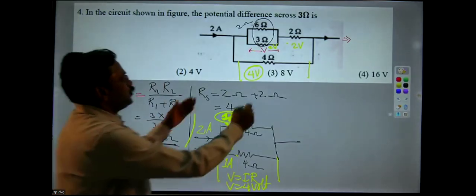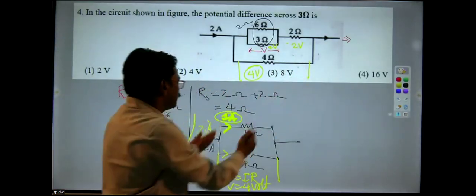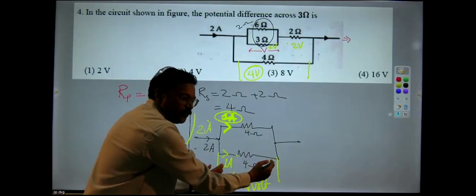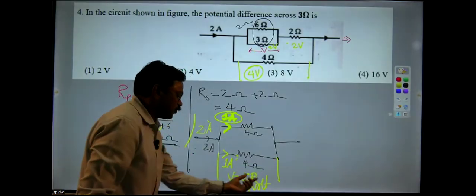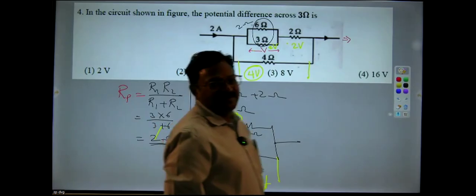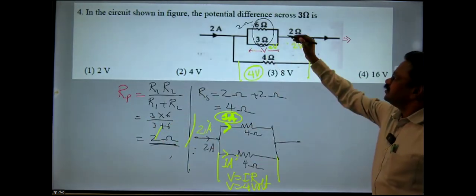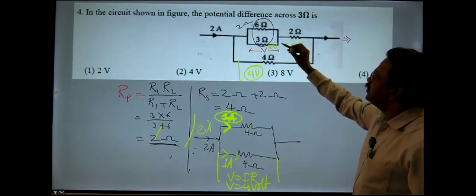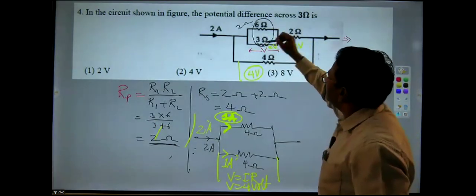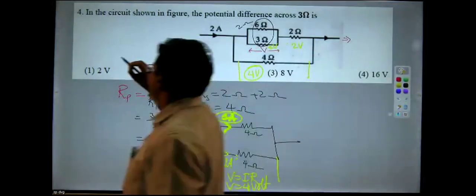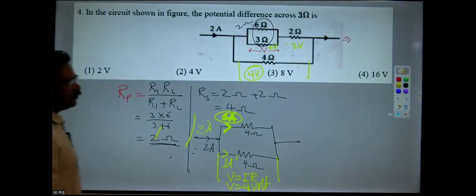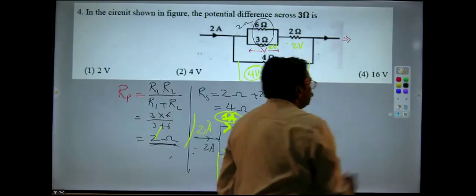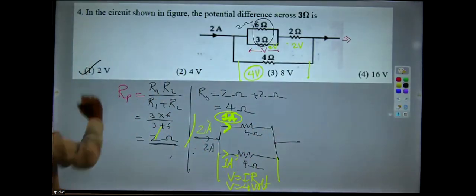So amount of potential difference here is 4 volt, because what current is flowing here is 1 ampere. 1 ampere into 4, V is equal to I into R, 4 volt. Okay, so now directly ಈ 4 volt ಇಲ್ಲಿ 2 ಮತ್ತೆ 2 ohm resistors ಅಲ್ಲಿ equal ಆಗಿ divide ಆಗುತ್ತೆ. So total potential difference across both of them is equal to 2 volt. So our answer for this question will be 2 volt.